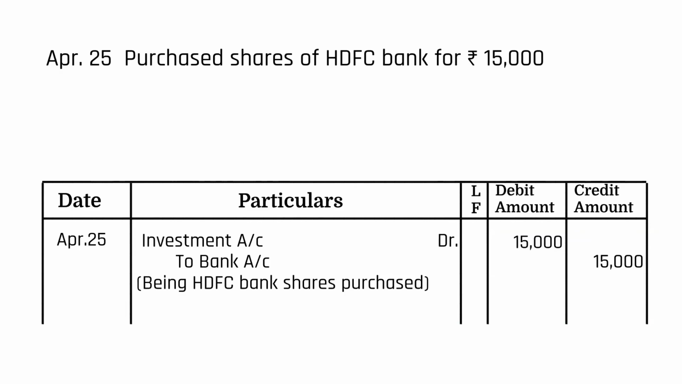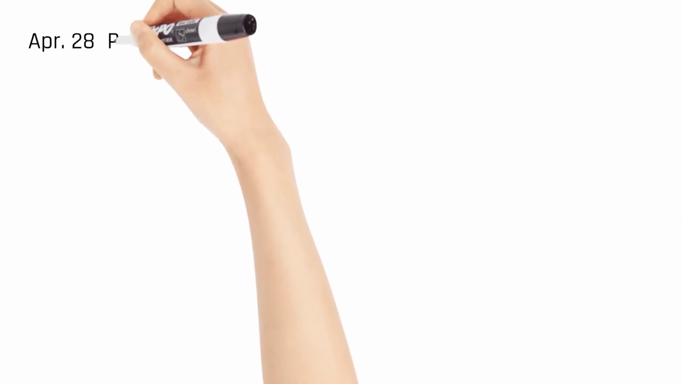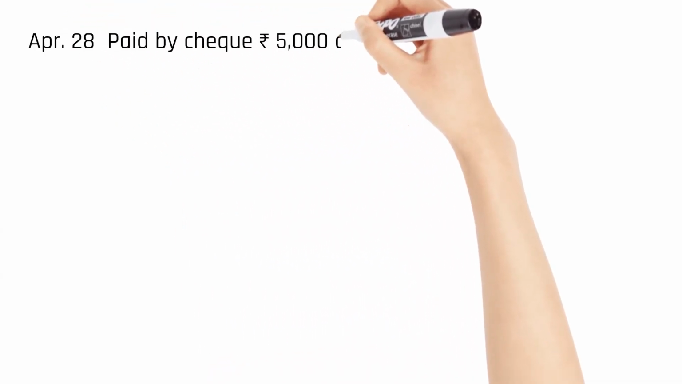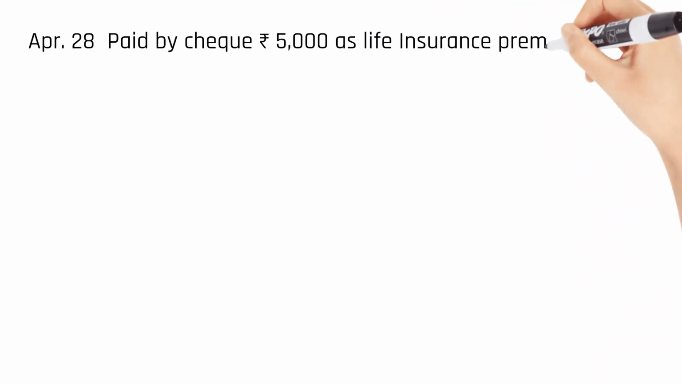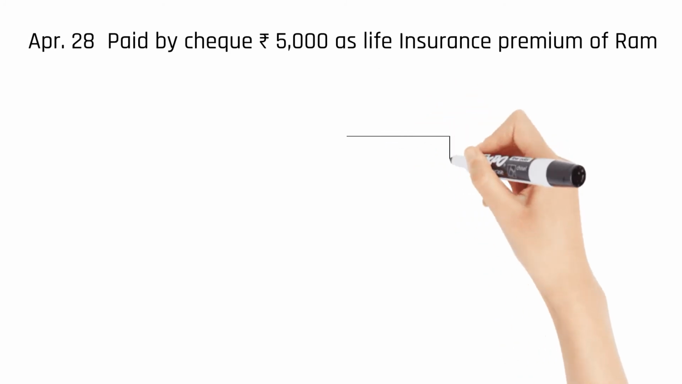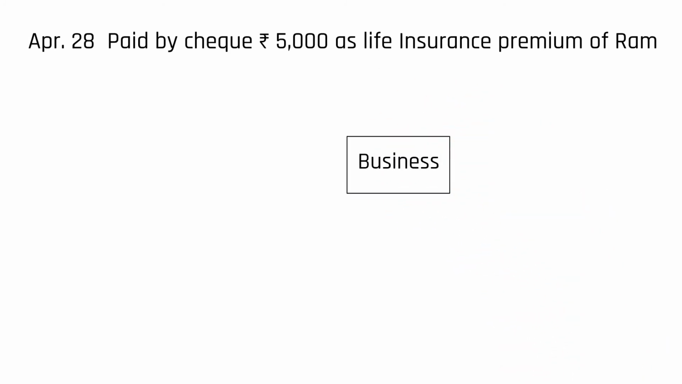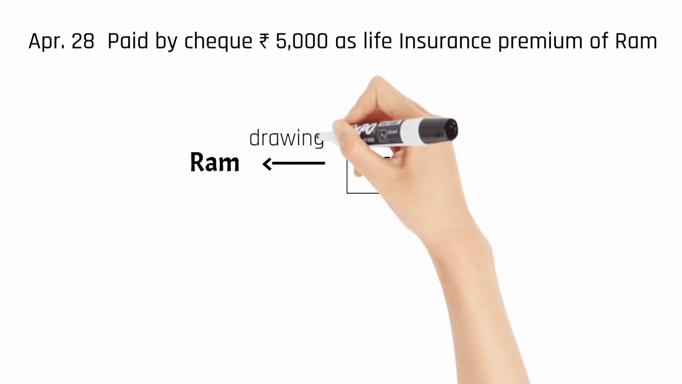On April 28th, paid by check Rs 5,000 as life insurance premium of RAM. The bank is making payment of the life insurance premium of the owner, so actually it is not an expense of the business. It is being done on behalf of the owner RAM. Anything withdrawn by the owner from the business for personal use is recorded in the drawings account.